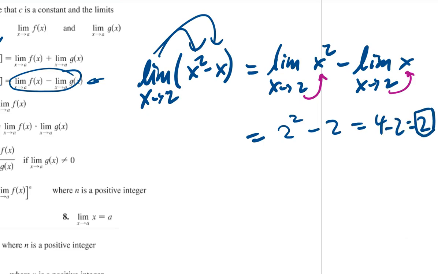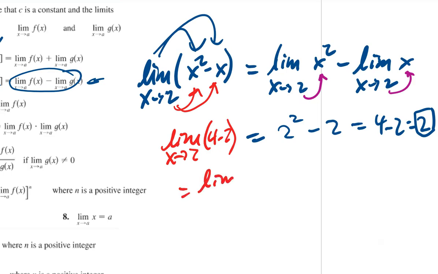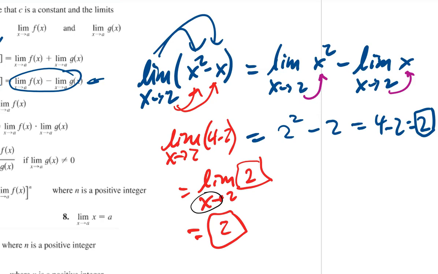So that would be the limit of this. Now, you could look at this and say, why can't I just plug in 2 right now and get the limit as x goes to 2 of 4 minus 2? And so you would get the limit as x goes to 2 of 2. Now the limit of a constant is just a constant. The reason is that a constant is just doing its own thing. It doesn't care what x is doing. Another way you can see this is graphically, and I'll get to that in a minute.